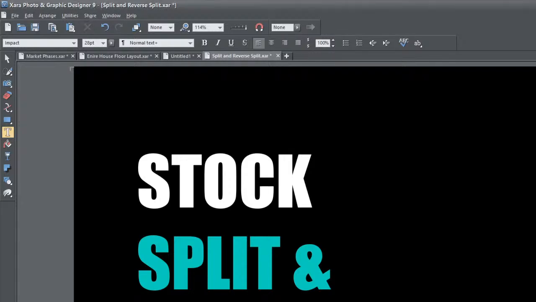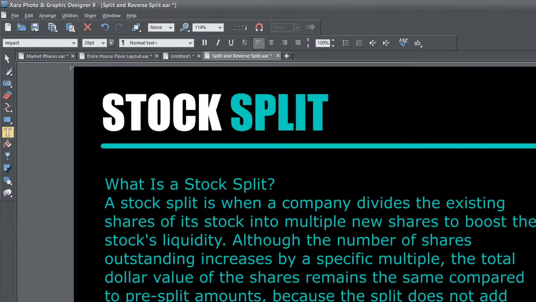Alright guys, so we're gonna do a quick talk on stock splits and reverse splits so everybody gets an understanding of what exactly it is and how it affects the stock. Alright, so a stock split is when a company divides the existing shares of a stock into multiple new shares to boost the stock's liquidity.